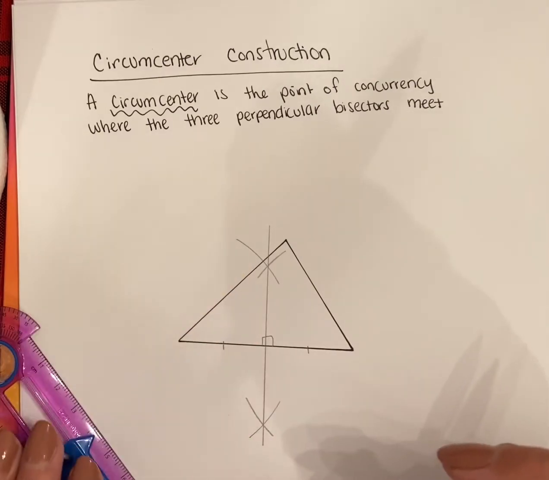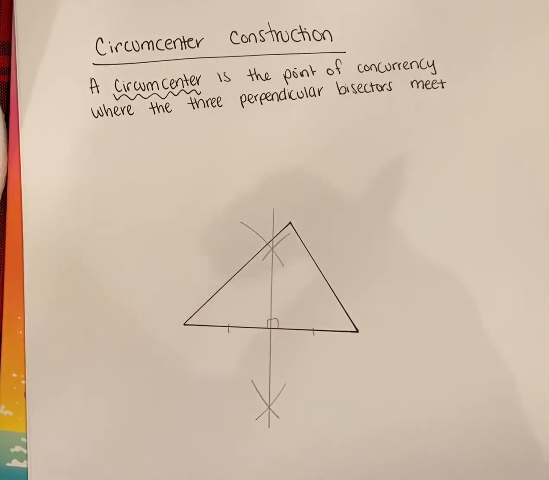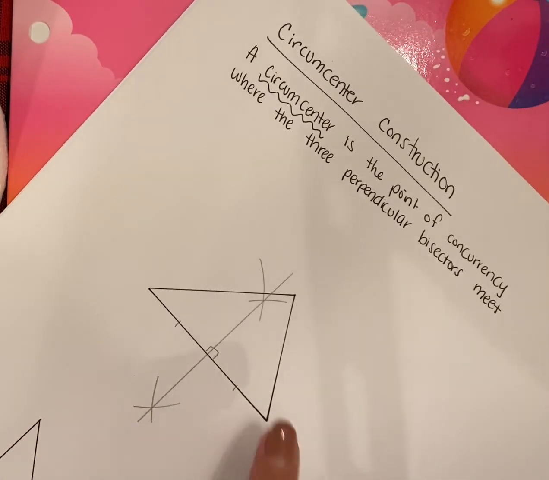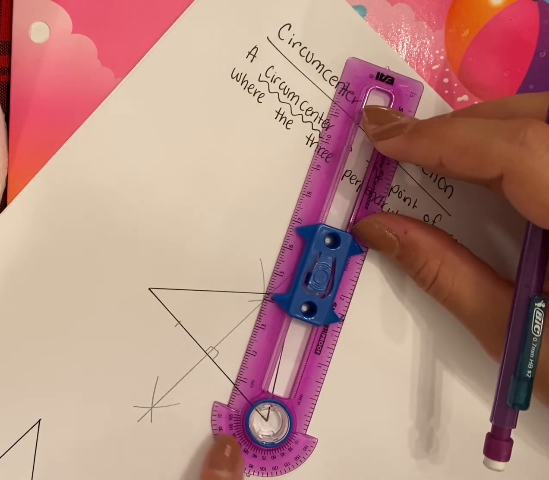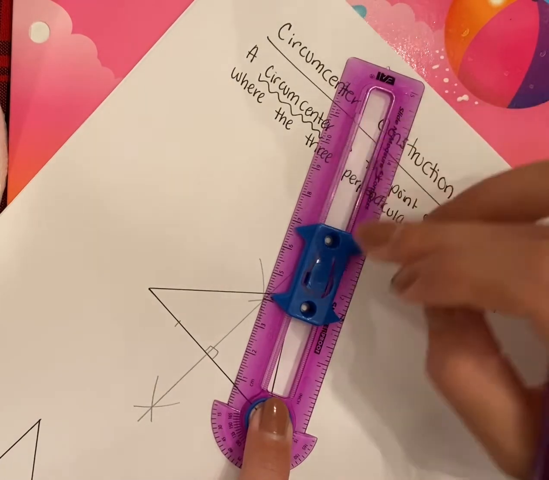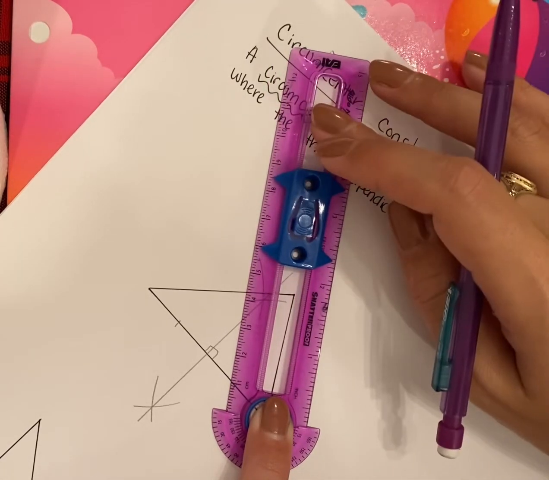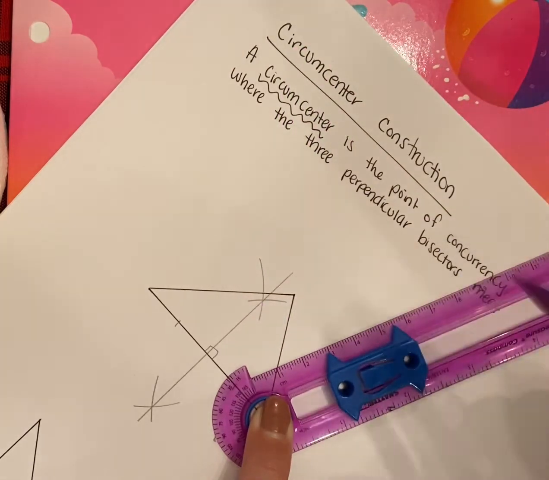So now I'm going to pick another side of my triangle to do the same exact process with. If you need to turn your paper, then by all means, turn your paper. So I'm just going to use this side right here. Same thing, put your needle on one of the vertices. You don't want to extend it past your triangle because that's not going to make any sort of sense. You want it more than halfway. So I'm going to do one down here.